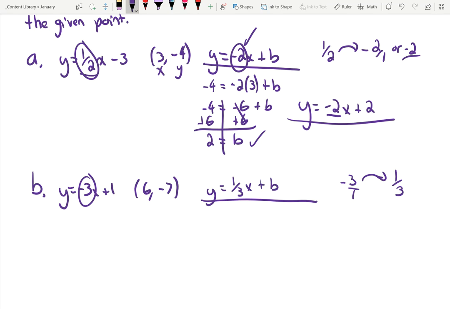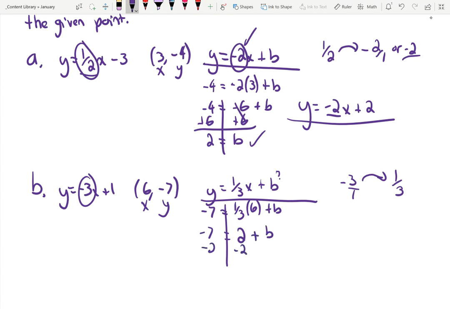But what will be the correct y-intercept? What is the correct b value? Remember, in order to find that out, we have to plug in the x and the y it gives us. So let's do that. We'll plug in the -7 for the y, we'll plug in the 6 for the x, and we'll solve. So 1/3 times 6 is 2, because 3 goes into 6 twice. So this will be, oh, not 2x, just 2. So -7 equals 2 plus b.